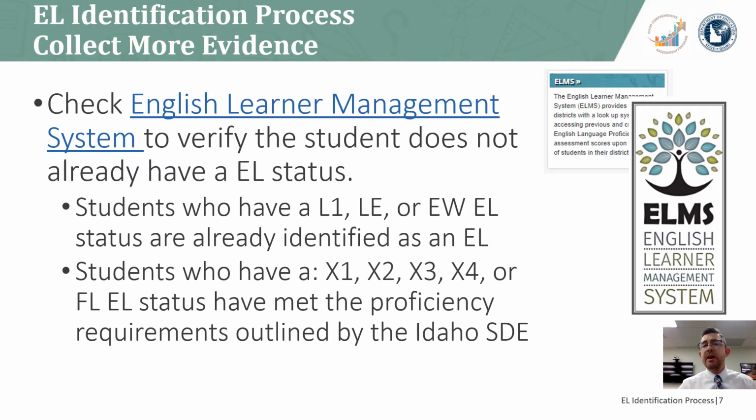If a student has an EL status of X1, X2, X3, X4, or FL, the student has already met the exit criteria to exit the student's LIEP. If the student's EL status is blank, districts have 30 days to make an identification decision.